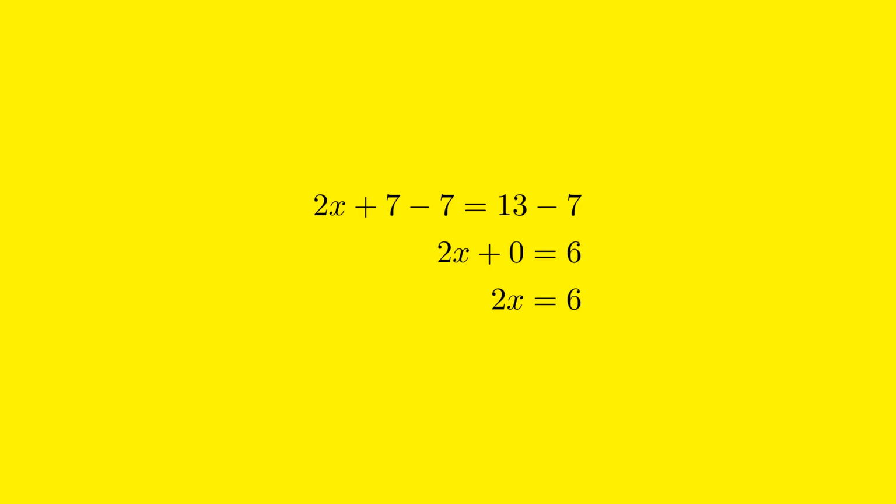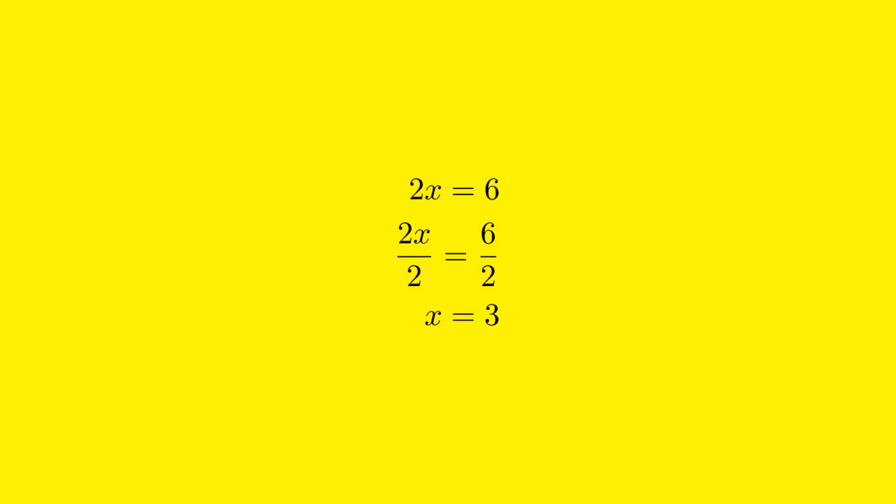When we perform the subtraction, 7 minus 7 equals 0. So this simplifies to 2x plus 0 equals 13 minus 7, which simplifies further to 2x equals 6. At this point, the plus 7 has been eliminated, leaving us with 2x equals 6. This is crucial because now we have an equation where the variable term 2x is isolated on one side, and this sets us up for the next step, which will be to isolate x itself.